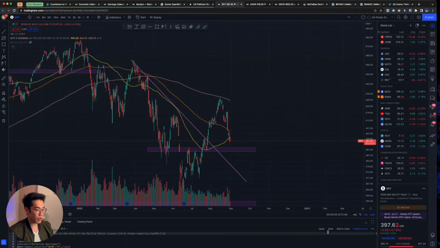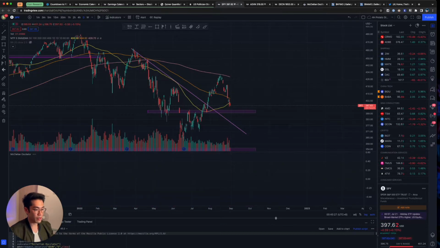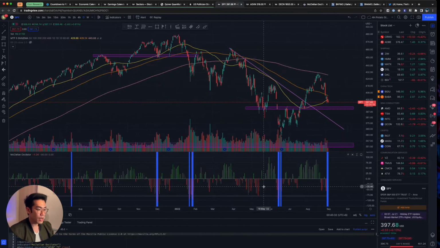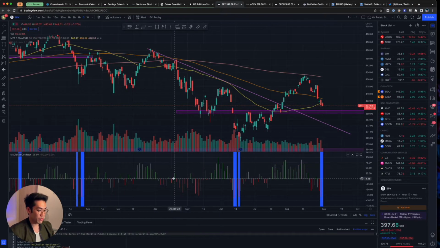So I wrote my own script, which I'll add to the chart over here. I will probably release this. I just prefer how this looks. I wrote a script with the bars, and I just prefer this color. It's a lighter color, I'm using blue, and it's easy for you to see. Whenever the McClellan oscillator closes below 80, that is a signal.